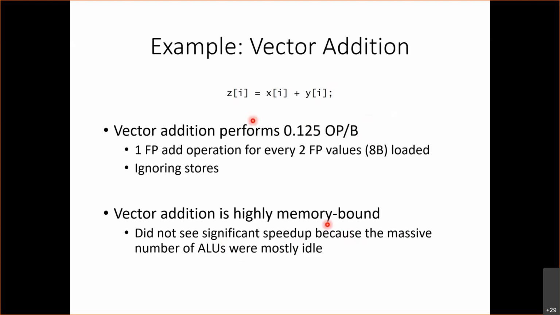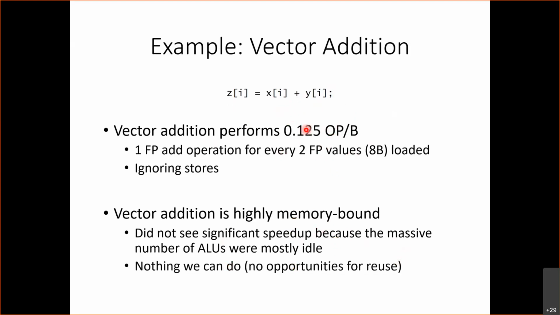Vector addition is memory bound, so throwing more compute at it is going to give you only a little bit of improvement. And the sadder part here is that there's not much we can do. There aren't many optimizations that you can do to make it go faster. It's such a simple kernel, and this low ratio of operations to bytes accessed is inherent in the application itself.